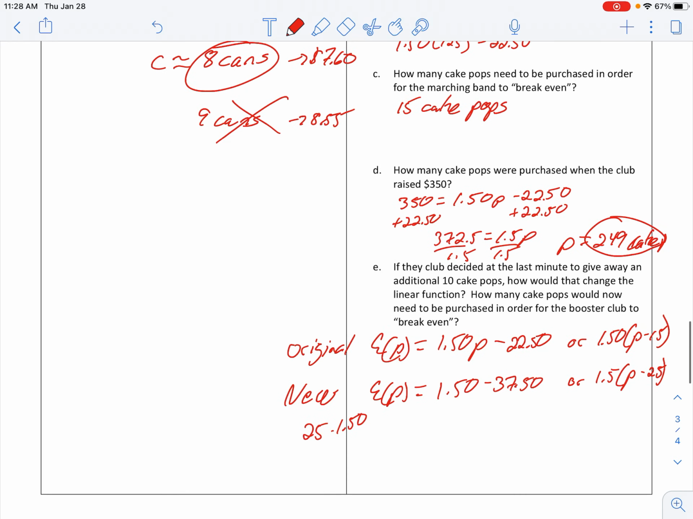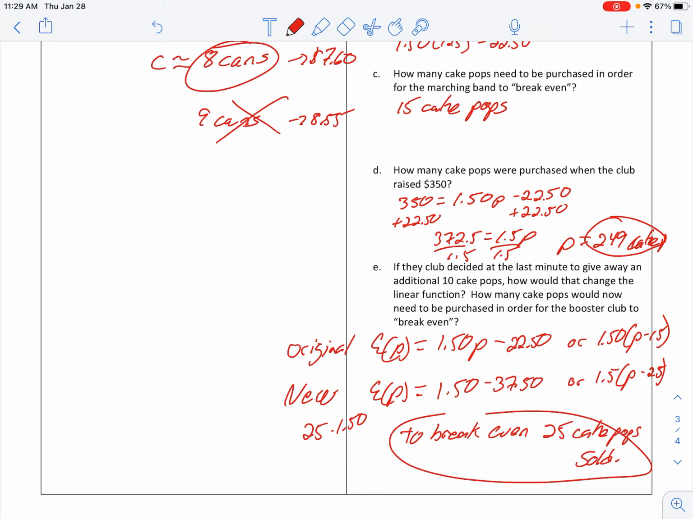How many cake pops would now need to be purchased to break even? Well, to break even, we need to recoup 25 cake pops sold. Again, either equation would be good. I'll take that in slope-intercept form, or general form, or factored form right there.